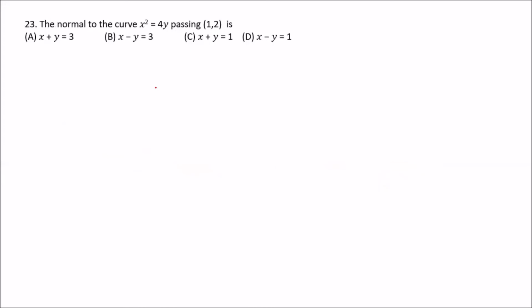Question number 23. The normal to the curve x square is equal to 4y passing through 1, 2 is: x plus y is equal to 3, x minus y is equal to 3, x plus y is equal to 1, x minus y is equal to 1. Here one uncommon thing is there: this 1, 2 does not belong to this curve, it is somewhere here. 1, 2 is not on the curve. The normal is passing through this point, 1, 2.